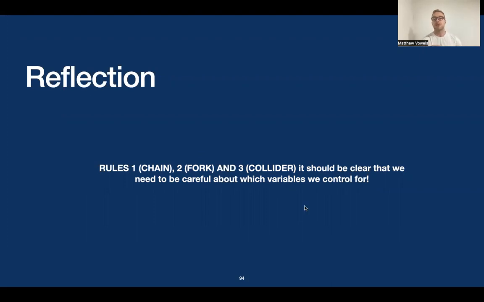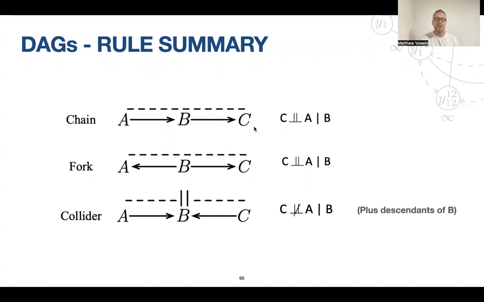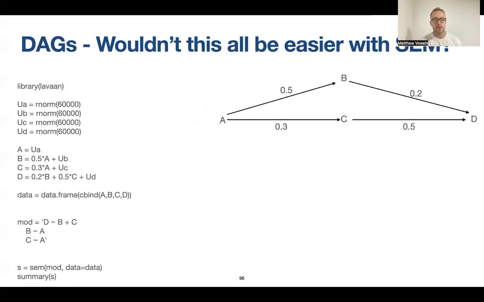The reflection here is to be clear that we really need to consider what the structure is in order to know whether to control for the variables. And here's the summary of the key relationships. In rule 1, we have a chain structure. C is independent of A given B. So if we condition on B, we block that path. For the fork, C is independent of A, also given B. So in this structure, if we condition on B, we also block that path. And then finally, the collider: if we condition on B, the path that was already blocked is now unblocked. So we induce correlation between A and C. So C is no longer independent of A given B. Also consider the descendants. In all these cases, descendants may play a role. So just be careful with them.